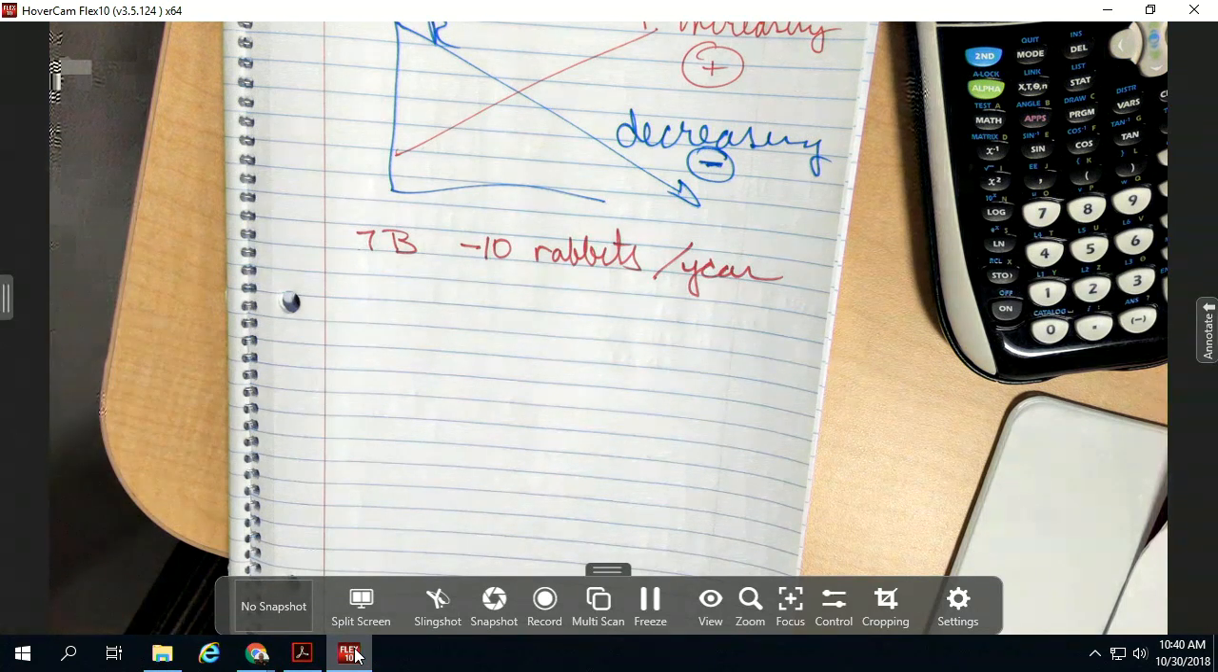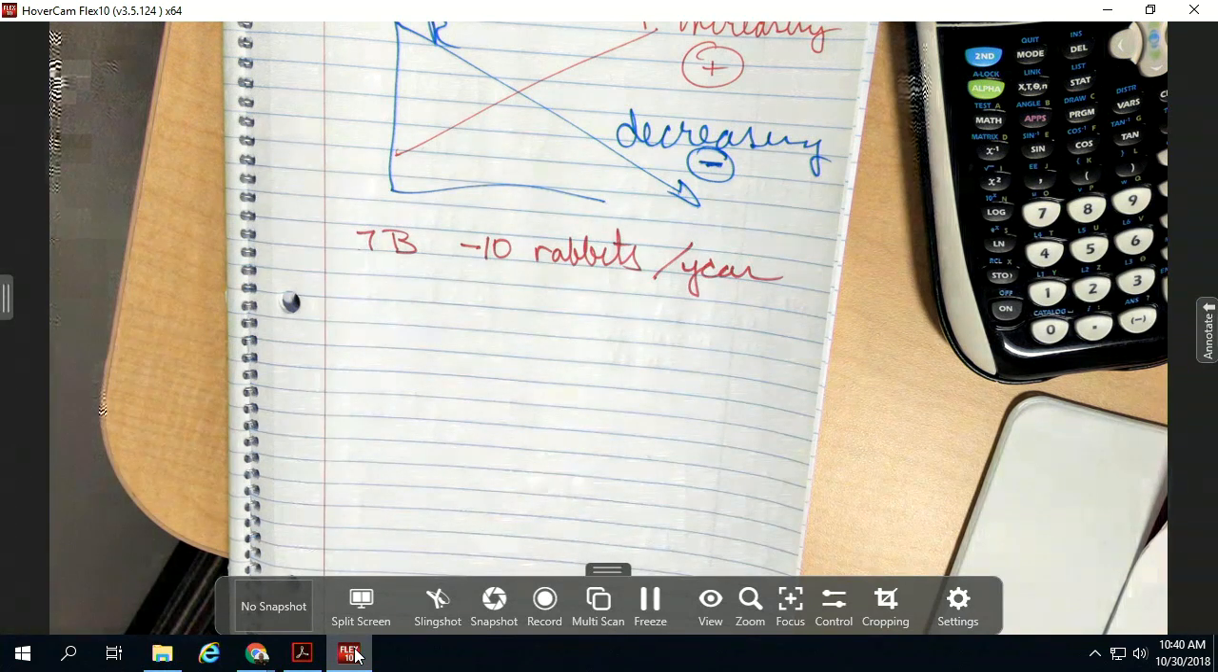Number 8, the two graphs cross when t equals 4. What does it mean? There's the same amount of foxes. When? In 4 years after 2000. Okay. And can you tell me anything about how many of them there are at that time? 40. 40 rabbits, 40 foxes after year 4.